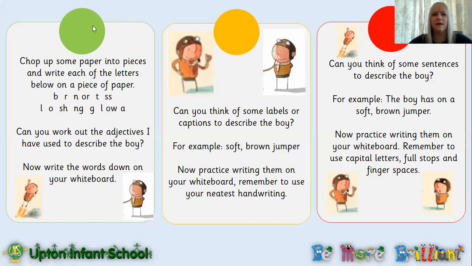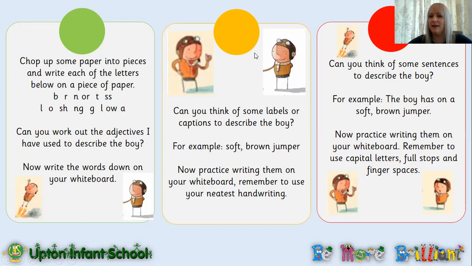So if you are in our green task, I would like you to write down on a piece of paper all these letters here and then chop them up and hide them and muddle them all up. Your task is to try and work out what words, what adjectives I've used to describe the boy. So you can try and work out which words I'm using. And then, can you write them down on your whiteboards for me?